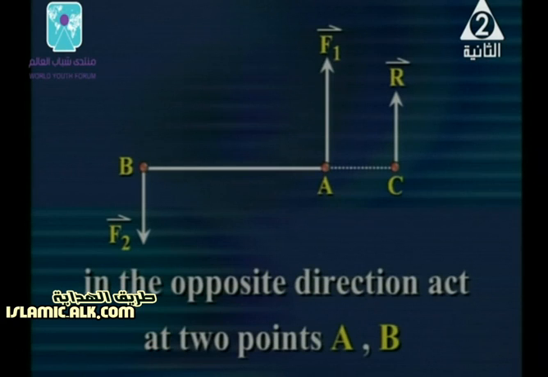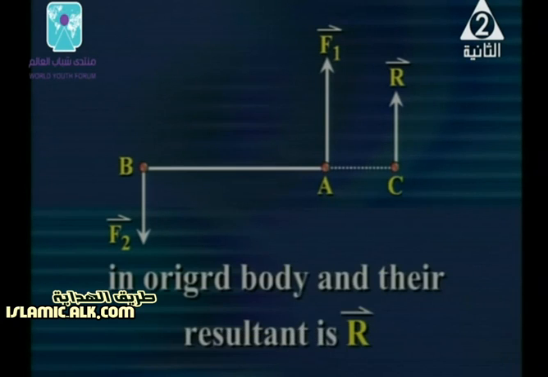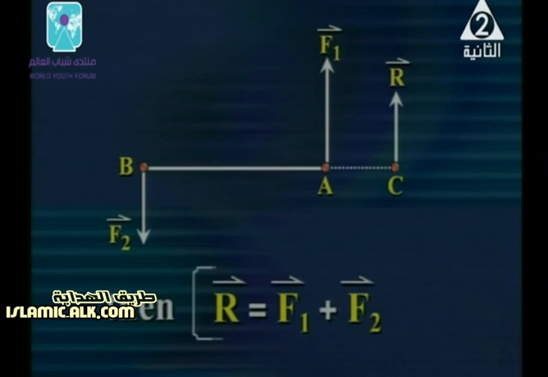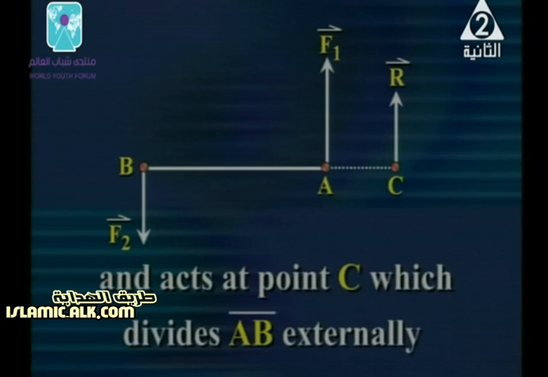F1 and F2 in the opposite direction act at two points A and B in a rigid body, and their resultant is R. In this case, R equals F1 minus F2, but F1 is more than F2, and R is in the same direction as the greater force F1. F1 is positive, F2 is negative, and R acts at a point C, which divides AB externally. C divides BA externally in the ratio BC to CA.